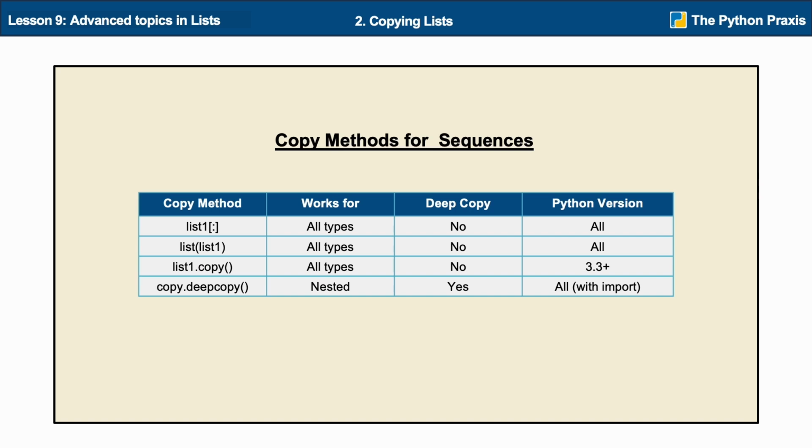Comparing now all copy methods in this table, we can say, using slicing works for all types of lists, but it does not do deep copy, only shallow copy. Using the list constructor also works for all types of lists, but makes only shallow copy. Using the copy method from Python version 3.3 or later works for all types of lists, but again, here makes a shallow copy. Only using the copy module with the deepcopy method, we can have a full deep copy of a list, and we use it if we have nested lists.